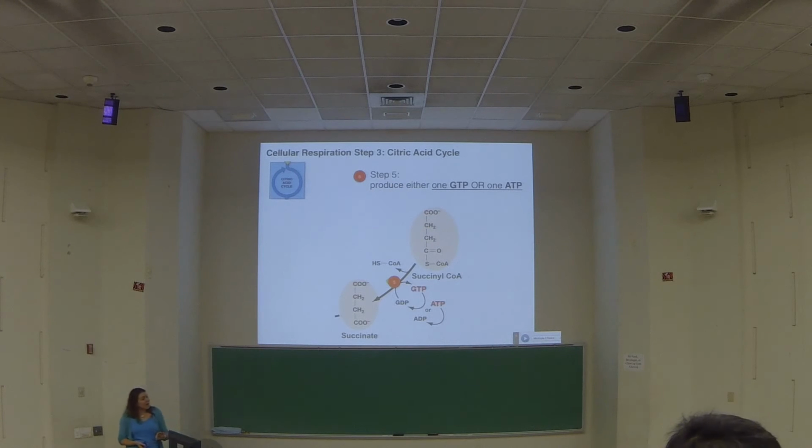All right, in step 5, we generate a molecule of a nucleotide triphosphate. It can be either GTP or ATP. Both serve as energy for the cell.